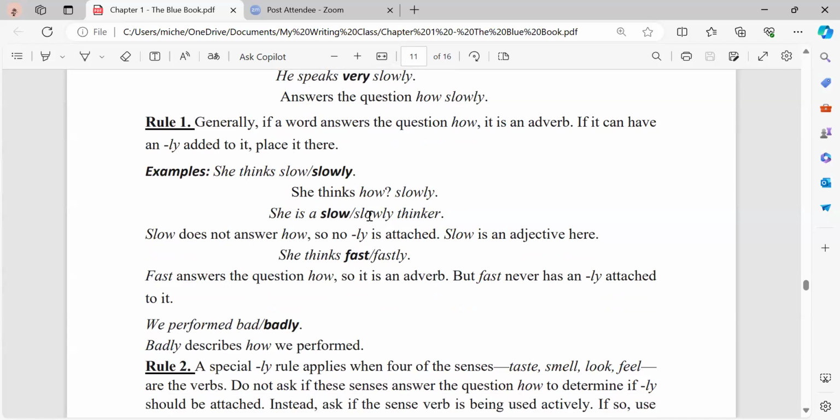Usually if it's at the front, for example, a slow thinker or slow talker, they will not follow the ly rule. But if it's at the back of the sentence, for example, she thinks slowly right here at the very end, then we usually add ly to it. So right here it is an adjective, slow, because it doesn't answer the question.